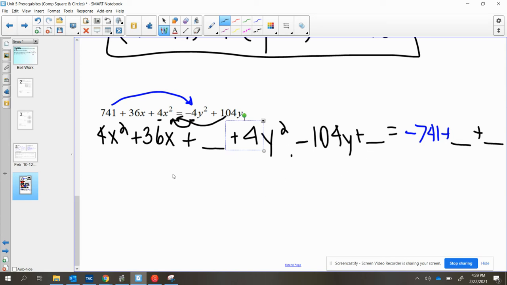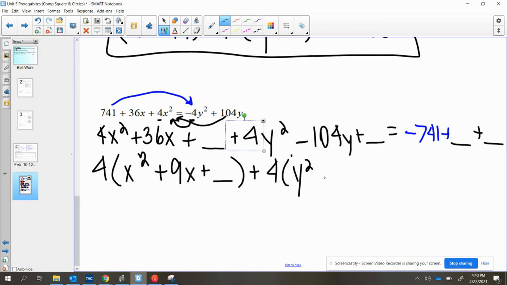Okay. Now, before we get started here, we are going to want to factor out this 4 from both pieces here. So we have 4 times x squared plus 9x plus a blank. And then same thing over here. We have a 4 that is factorable out on this other side. So we have y squared minus 26y. And again, then we have a blank. And then on the other side, again, we'll be adding some stuff over. So just keep track of that.